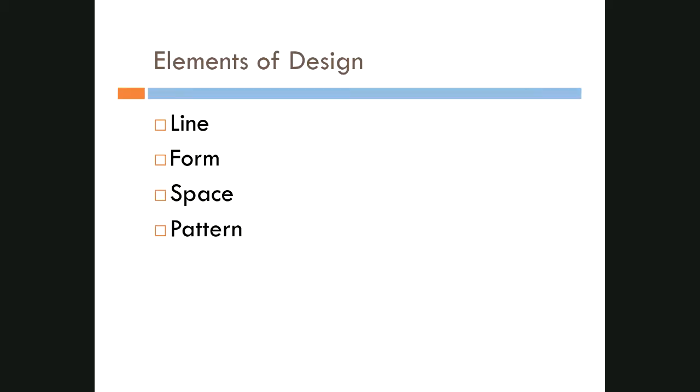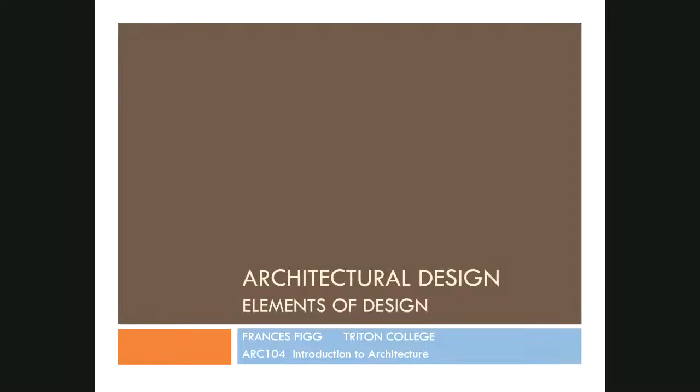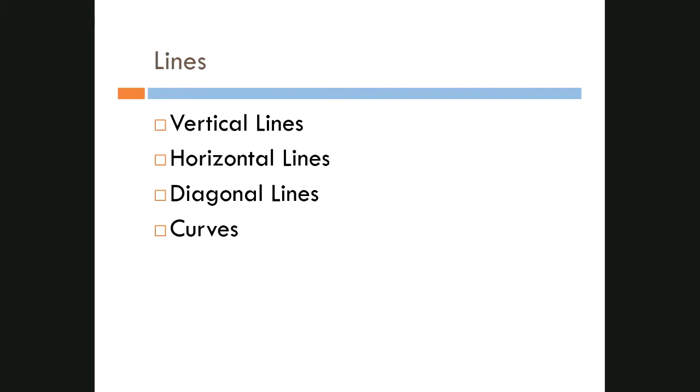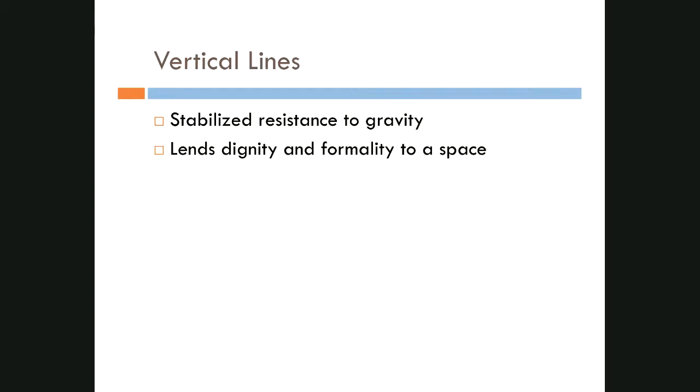Notice on my front page, you're going to have a title block with your name and introduction to architecture. So the elements of design, there are 4 basic elements of design: line, form, space, and pattern. So line can be vertical lines, horizontal lines, diagonal lines, or curves. Vertical lines stabilize resistance to gravity, and they give dignity and formality to a space.